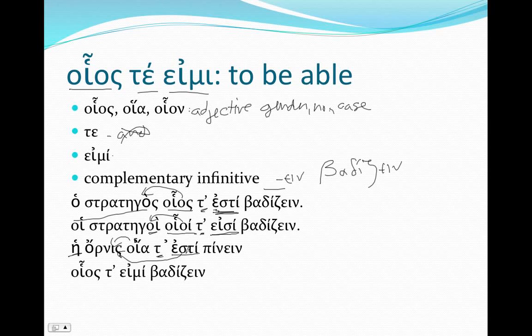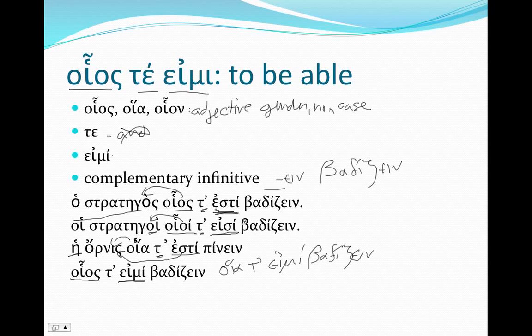Well, what about if it's first person singular? Since I'm a man, it's going to be οἷός τ' εἰμί, first person singular, βαδίζειν. I am able to walk. If you're listening to this and you say, well, you're a woman, how would I do it? If you wanted to say, I am able to walk, you would just change that οἷος to οἵα, τ' εἰμί, βαδίζειν.